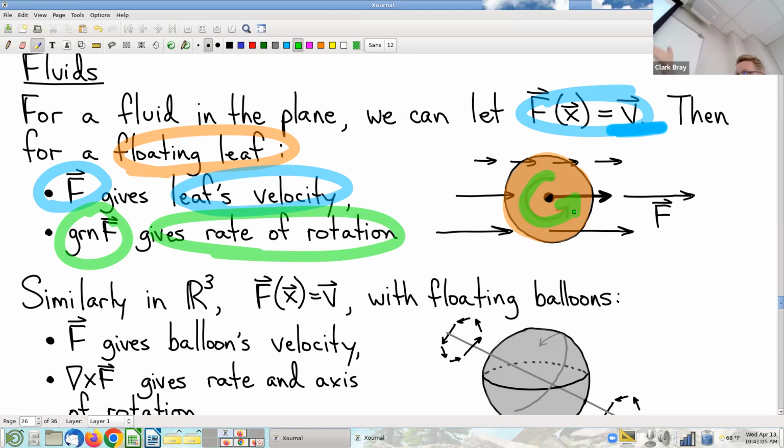And I think in this case here, you can see the water is pushing it harder on the bottom side than it is on the top side. This leaf's probably going to be turning counterclockwise. And Green's operator measures that. Okay, in exactly the same way.